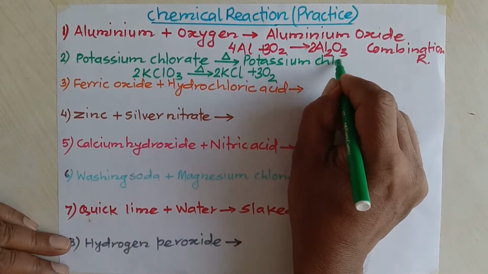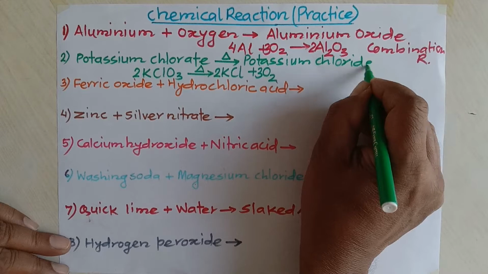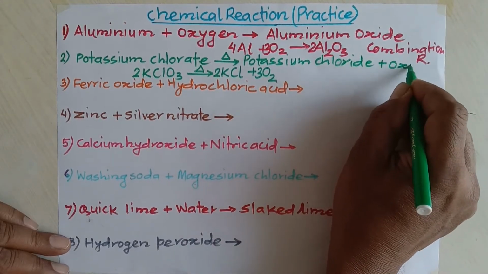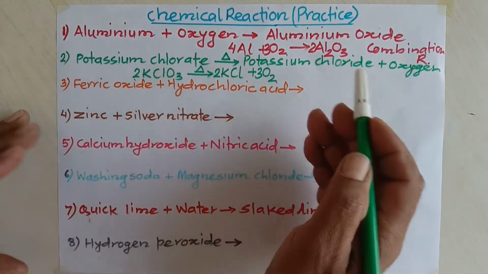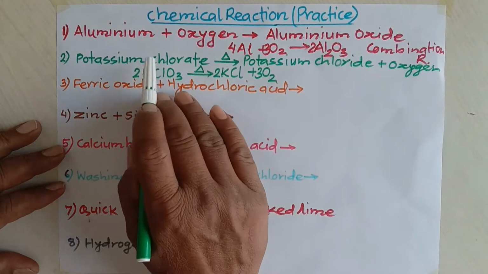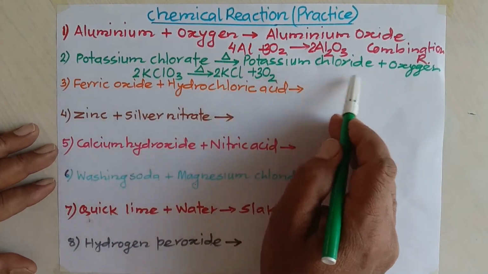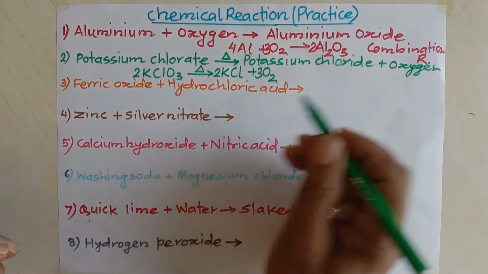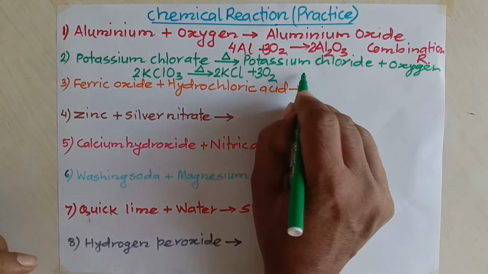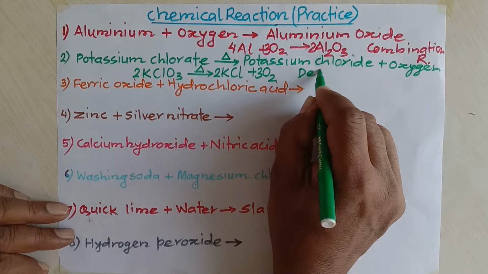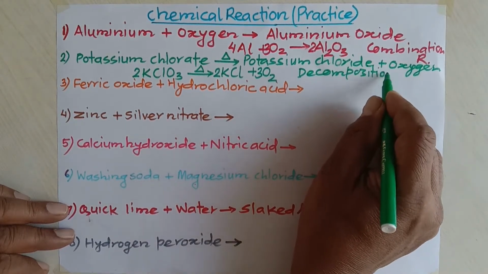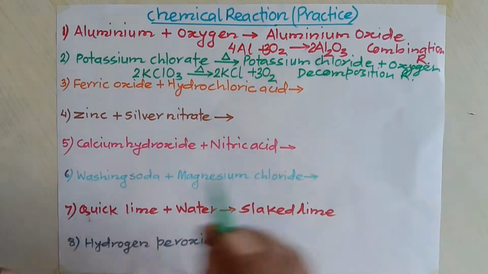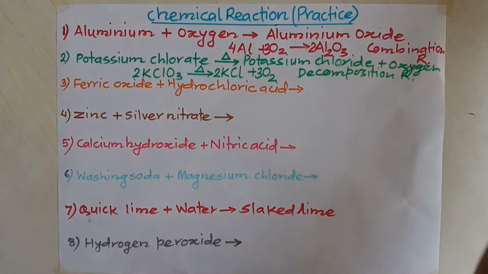Potassium chloride plus oxygen gas. Oxygen. And what type of reaction is it? This reaction is a decomposition reaction, a chemical reaction in which a compound splits up into 2 or more than 2 elements or other compounds, then that is called a decomposition reaction. That's what this is. Decomposition reaction.